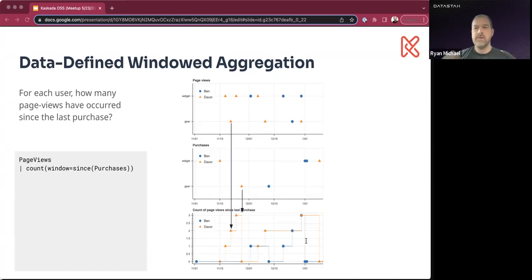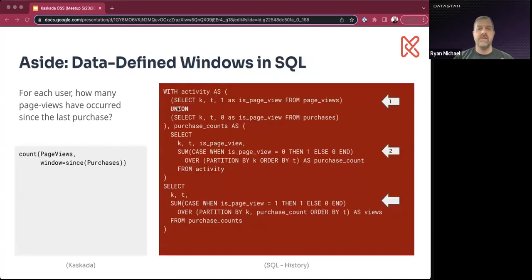What we're doing here is we're pulling in multiple sources of events, both page views and purchases. We're aggregating one with respect to the other. And we're doing this in a really easy way, right? This is a different way of thinking about aggregation and a different way of thinking about multiple data sources. Let me just show you what this would look like if we did this in SQL. I didn't write this query. I had ChatGPT write this for me. There may be easier ways of doing it. I don't know.